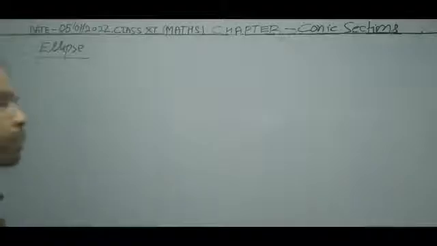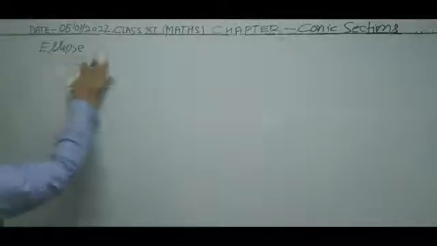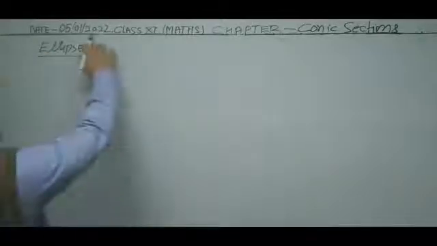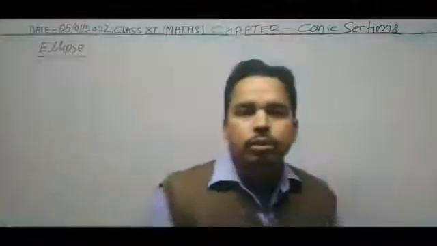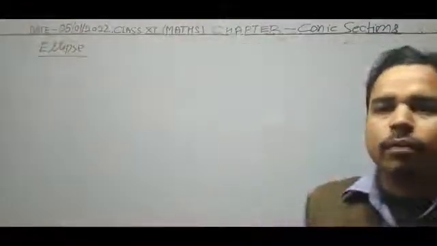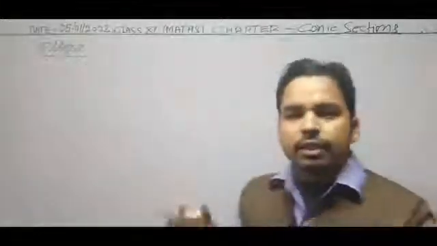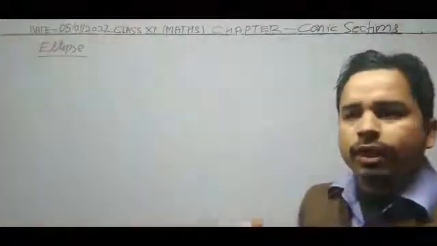Now you will see what is the definition of ellipse. It is the locus of a point which moves in a plane so that the ratio of its distance from a fixed point to a fixed straight line is always a constant, and the constant is known as the eccentricity, and eccentricity is always less than 1 in ellipse.